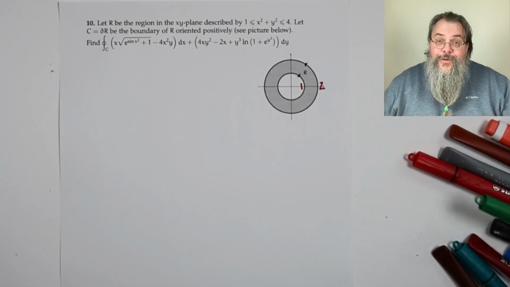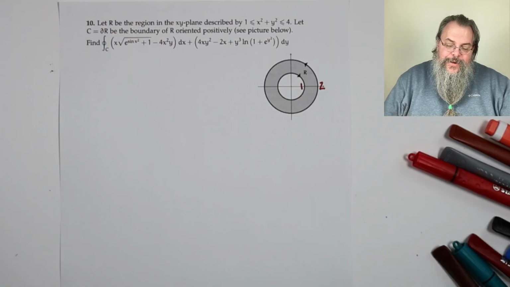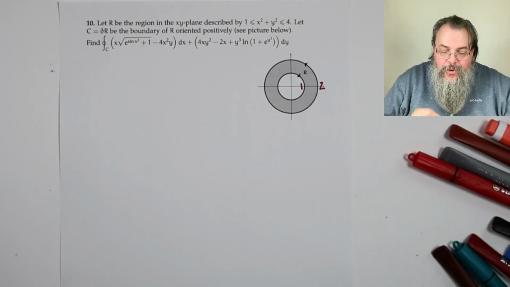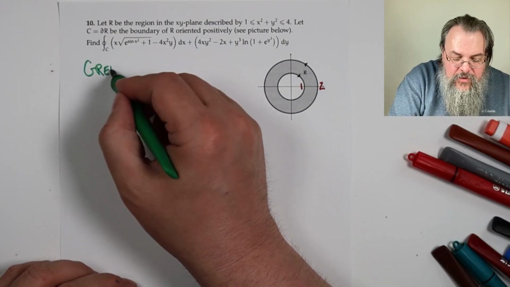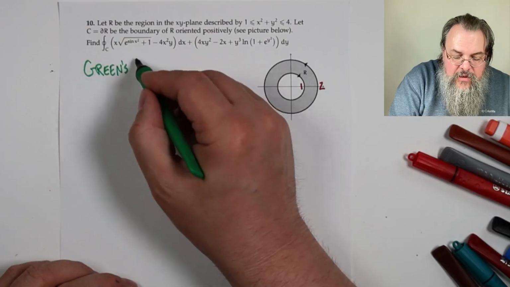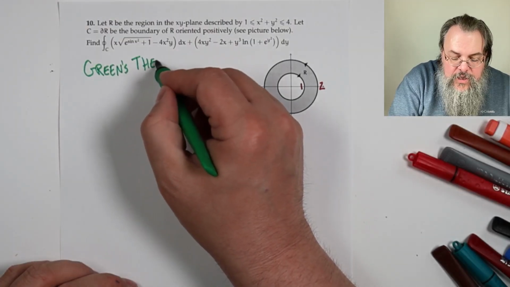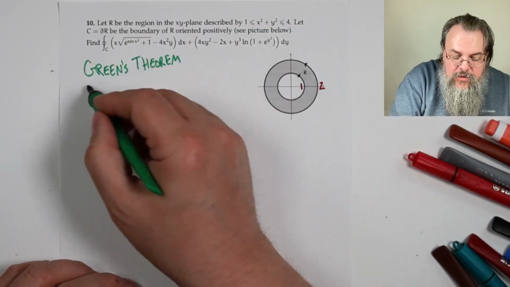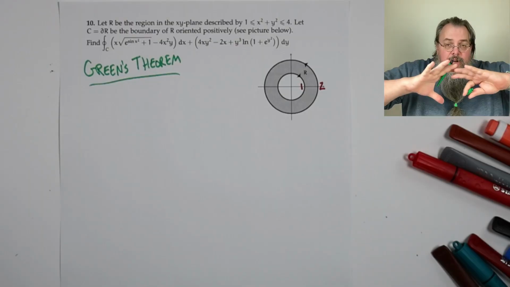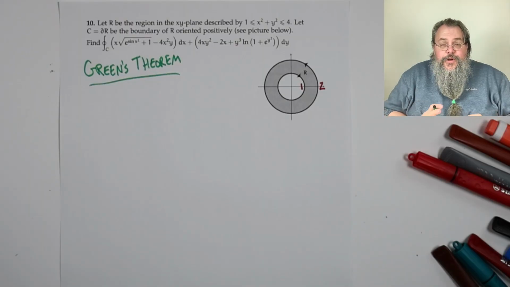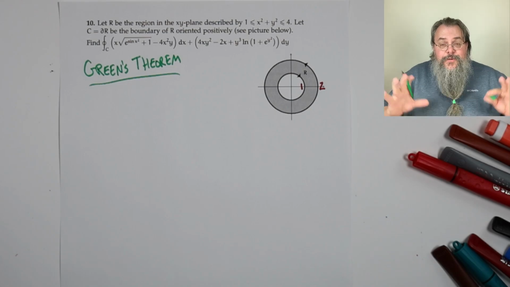Okay, so how do we do this? Well, spoiler alert, this is Green's theorem. So Green's theorem says what? You have a region in the plane. So we're in the plane. And you have a closed curve, and that bounds the region. That's what we have.